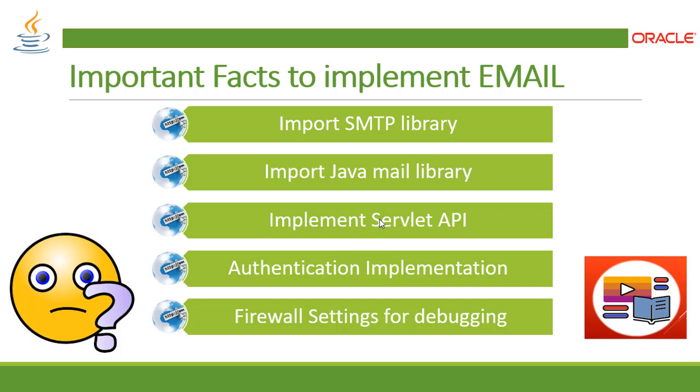And sometimes another important fact to be remembered is firewall settings for debugging. Sometimes firewall settings for security reasons block the email communication. So once you are confused, like what is going on, why is my email not sent to the recipient, make sure the firewall settings for your email servlet are not blocked. So these are the important facts for debugging an email application.